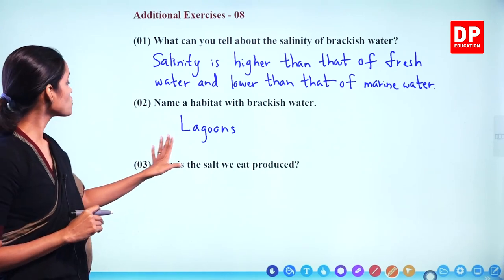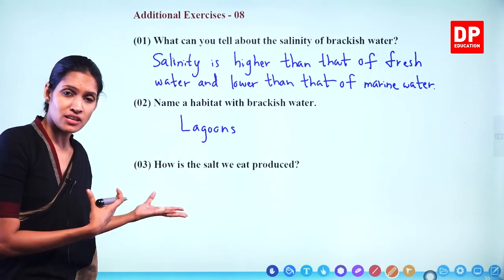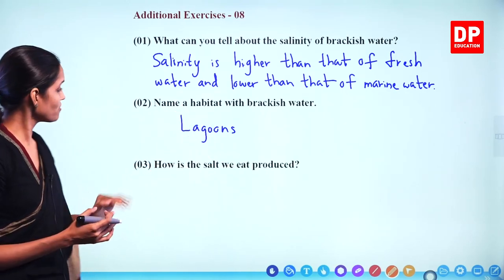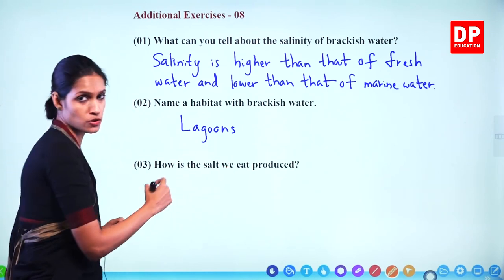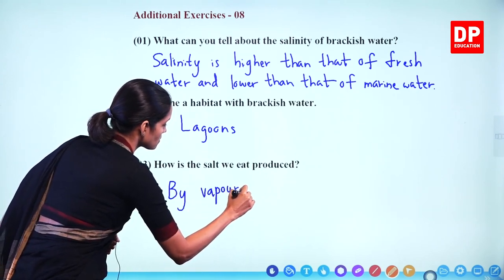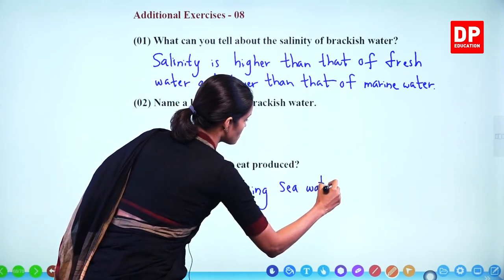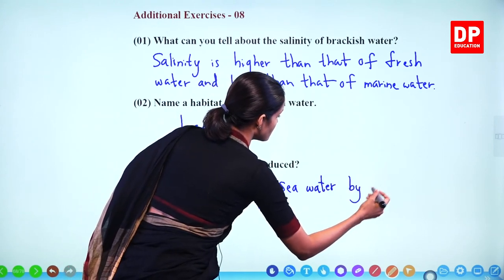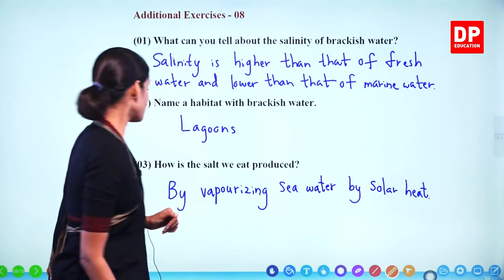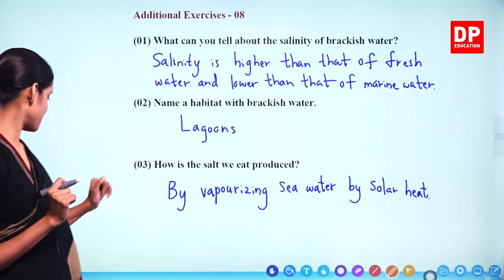Next one. How is the salt we eat produced? Salt is produced in salterns. Seawater is collected and vaporized using solar heat. Okay, we will write it briefly. How is the salt we eat produced? By vaporizing seawater by solar heat. You understood this, right?